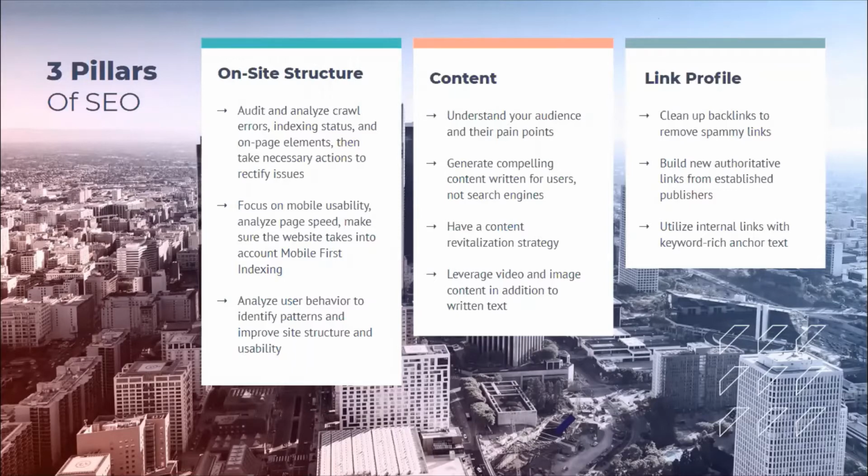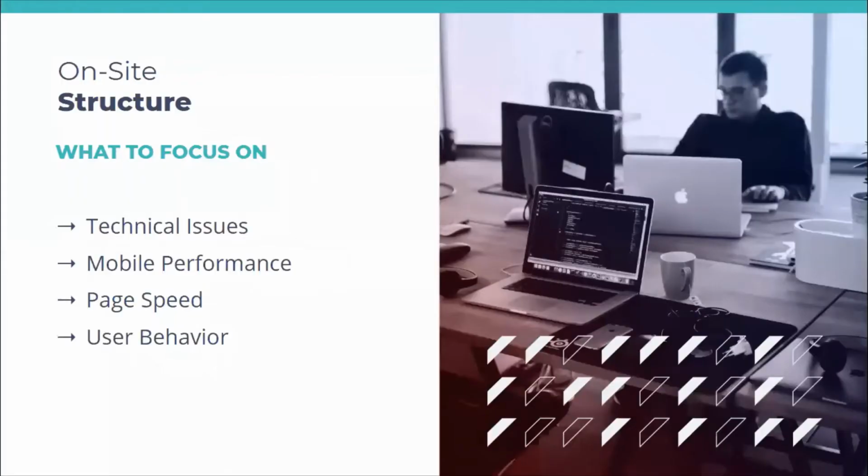And then we're going to wrap it up talking about links. So cleaning up backlinks to remove any spammy links that might be in your backlink profile, building new and authoritative links, and using internal links with keyword-rich anchor text. So we're going to kick things off with the on-site structure, sort of the technical side of things. And generally, when we're talking about SEO audits, this is the first thing that comes to everybody's mind. So we're going to cover high-level technical issues, mobile performance, page speed, and user behavior.